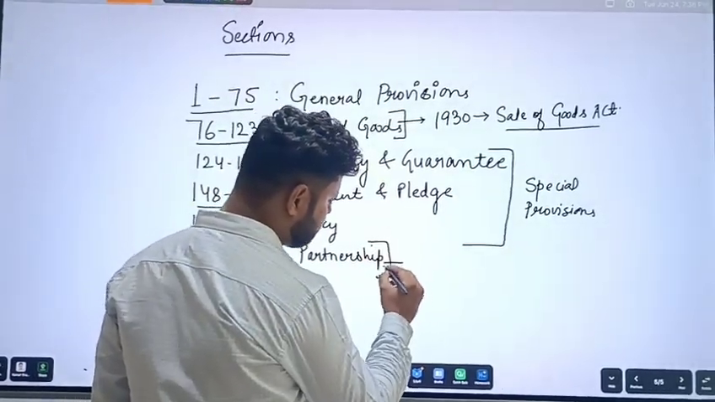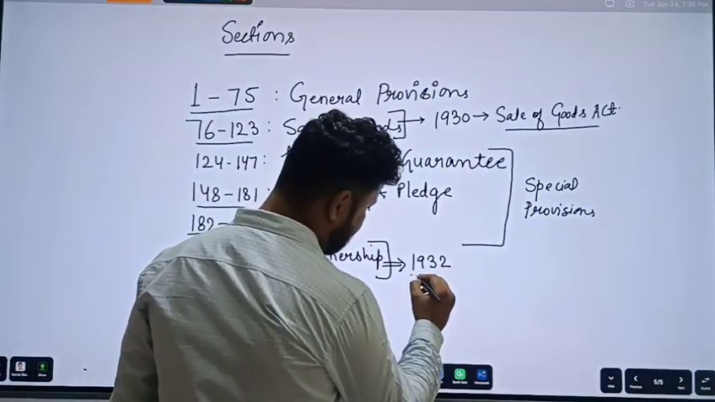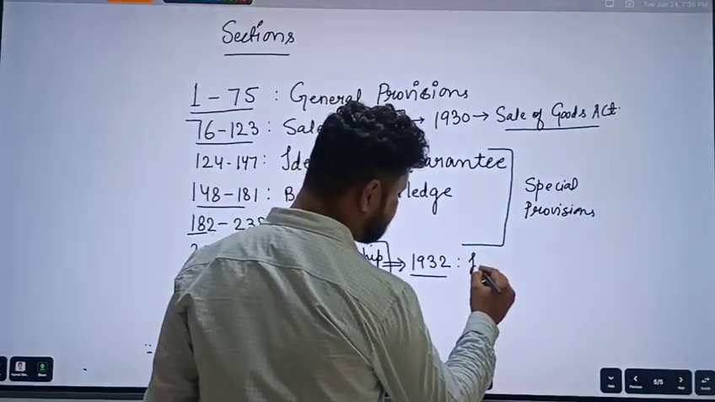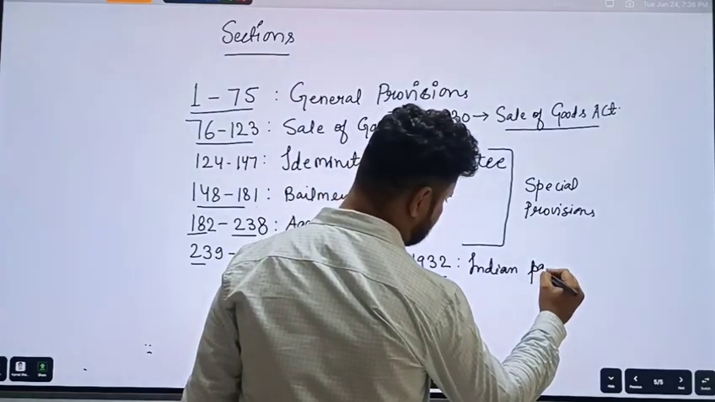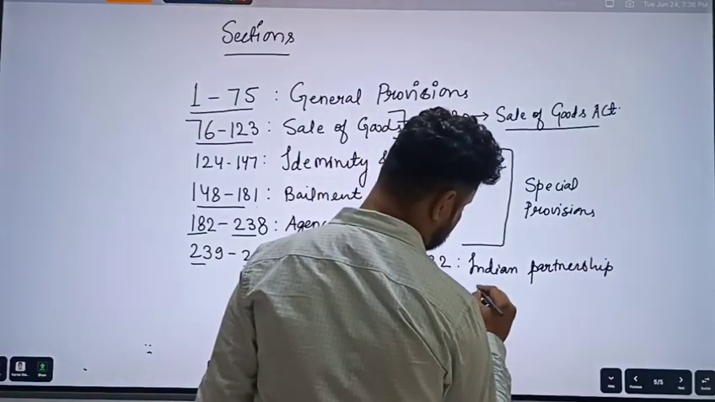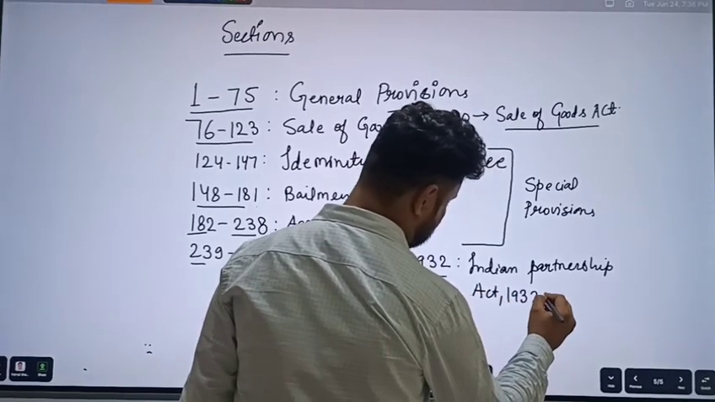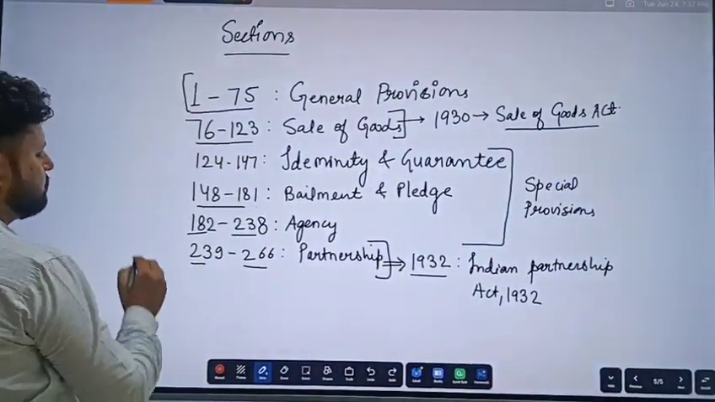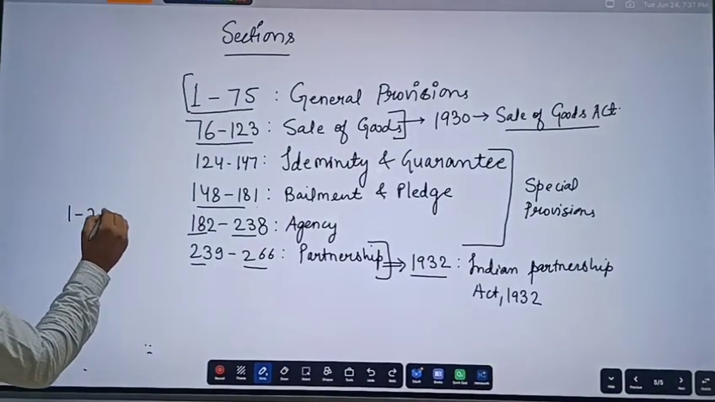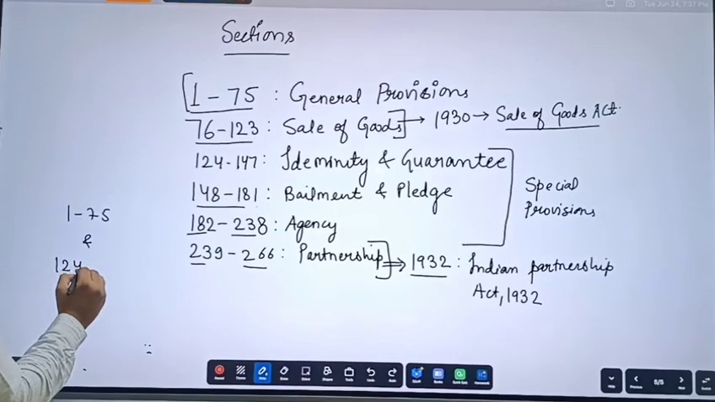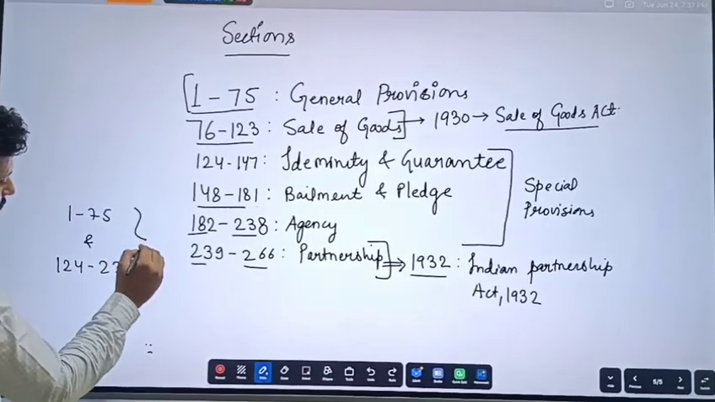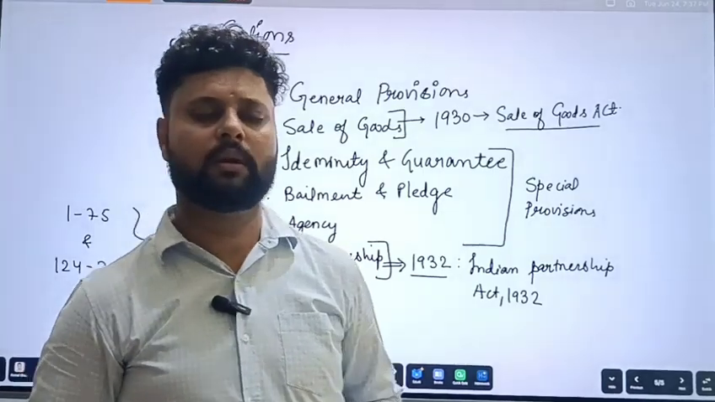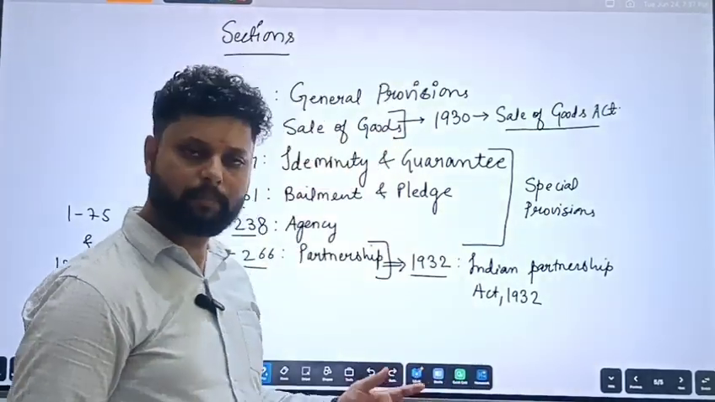in the year 1932, another act came and these sections were removed by the Britishers. The name of that act is the Indian Partnership Act, 1932. So I can conclude that only sections 1 to 75 and sections 124 to 238 are now part of the Contract Act. Okay, got it? Okay, sir. So let's move further to the topic.